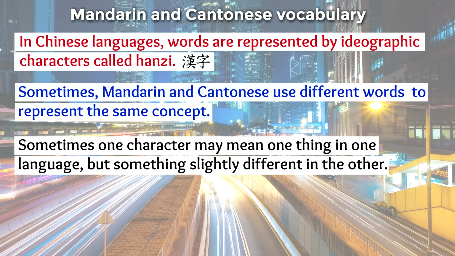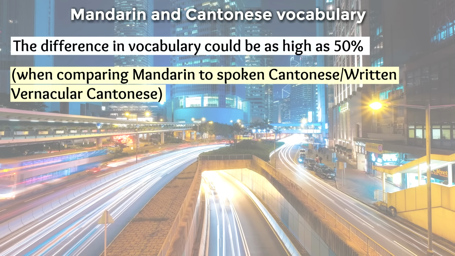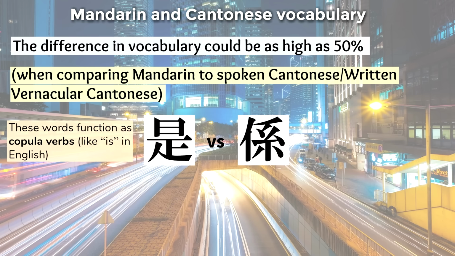And in other cases, the same Chinese character might have a somewhat different meaning or usage in either language. The difference in vocabulary could be as high as 50%. That's when comparing Mandarin to spoken Cantonese and written vernacular Cantonese. Here are some examples of different vocabulary. These words function as copula verbs, like is in English.